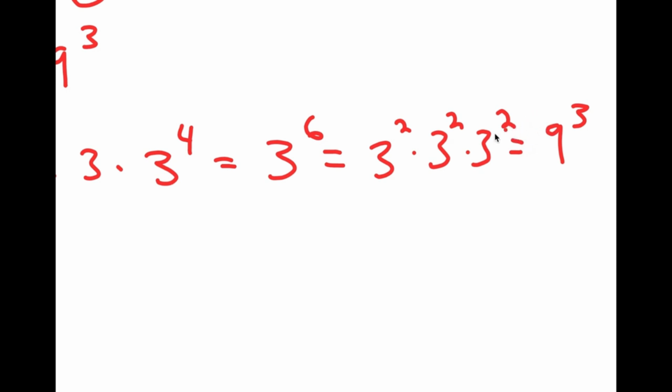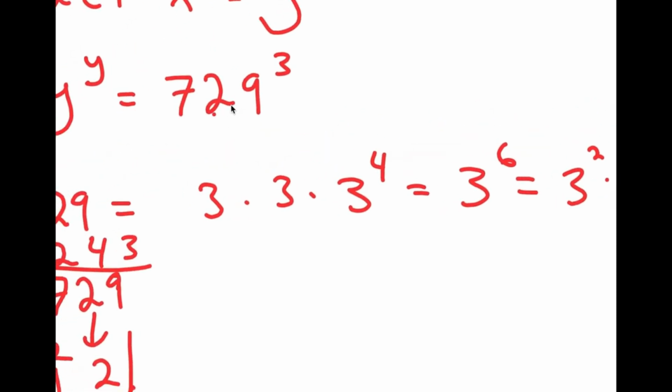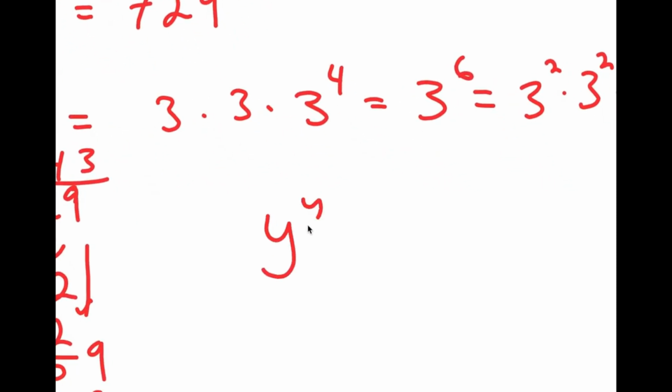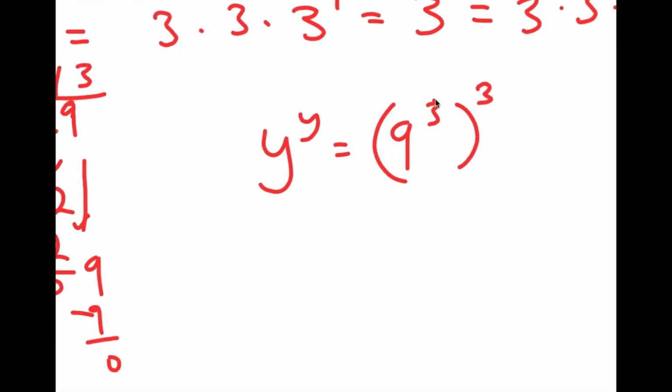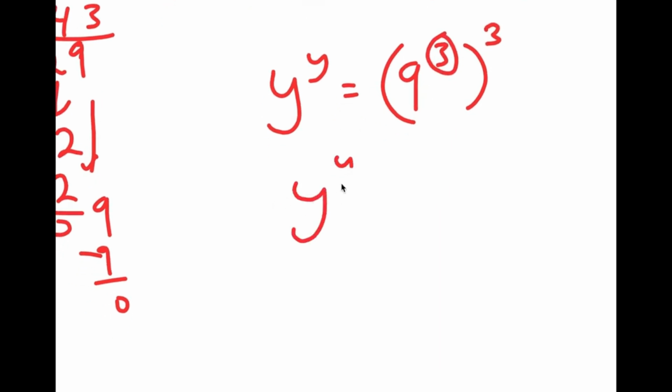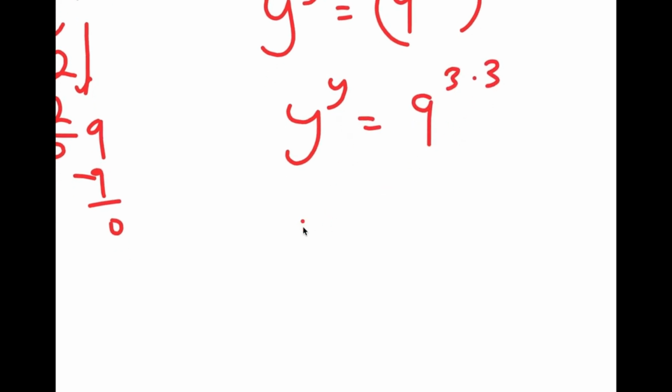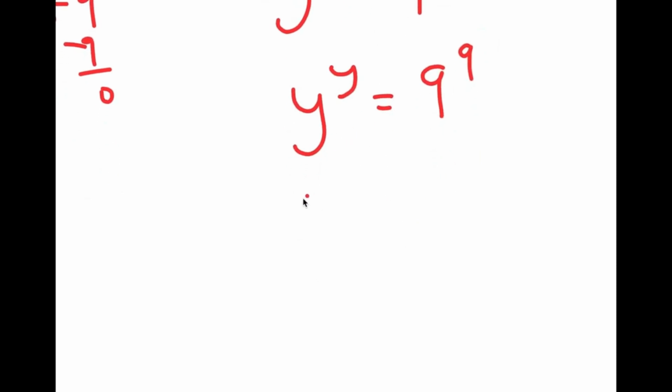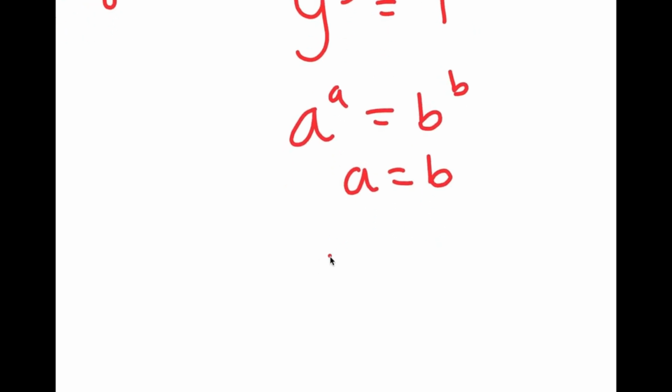So I'm going to replace 729 with 9 to the power of 3. So I get y to the power of y is equal to 9 to the power of 3 to the power of 3. And the reason I did this is because 9 to the power of 3 to the power of 3 is the same thing as 9 to the power of 3 times 3. And 3 times 3 is 9. So I get y to the power of y is equal to 9 to the power of 9. And now I can use the property: if a to the power of a is equal to b to the power of b, this means that a equals b. So in this case, y is equal to 9.